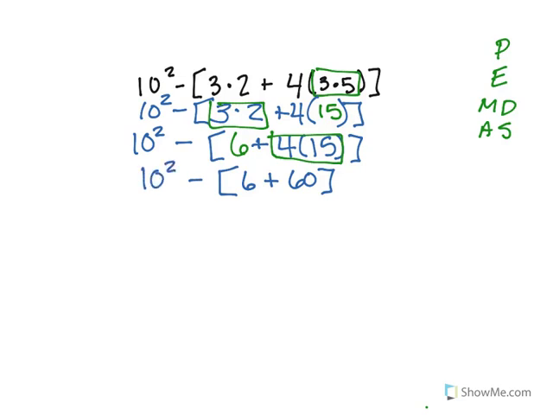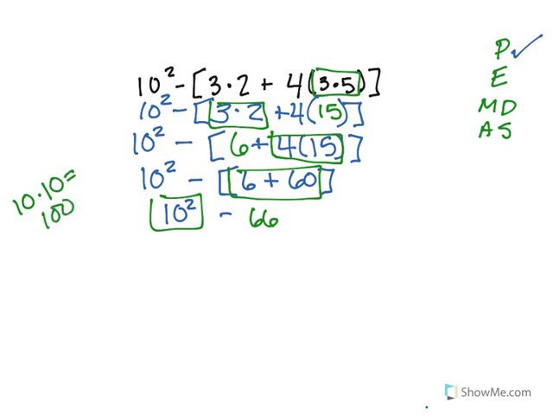Do I still have parentheses? Yes, I have a lot of parentheses in this problem because of those brackets. So 60 plus 6 is 66, and I'm going to copy everything left. Finally done with parentheses, now I have exponents. I do have exponents right here, and that means 10 times 10, which is 100. So that's 100 minus 66. So that's all I have left to do. 100 minus 66 is 34. Okay, I know I went through that fast, but I want to show you several different examples. Okay, I'm going to show you another example.